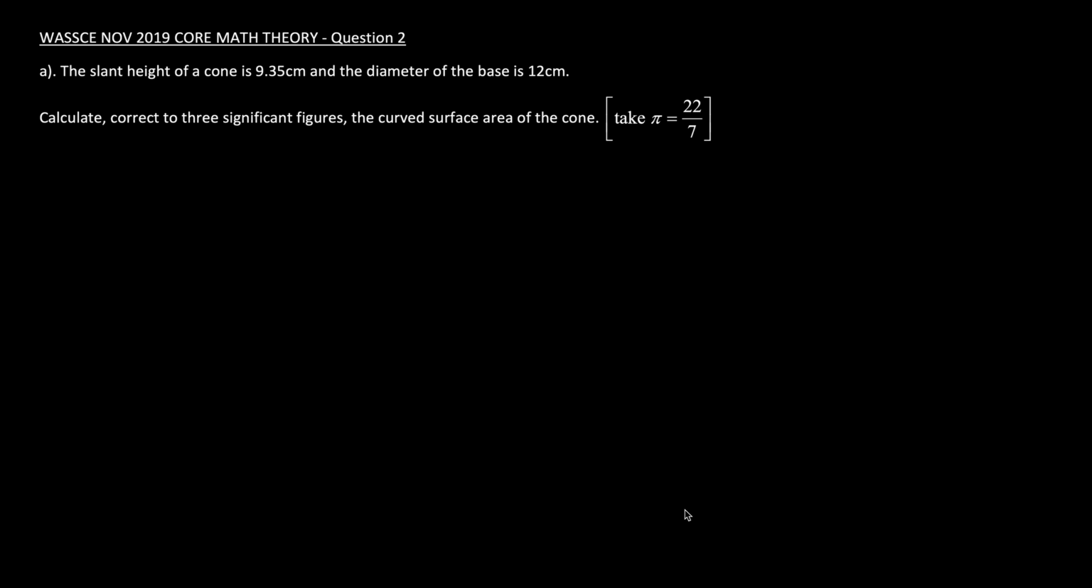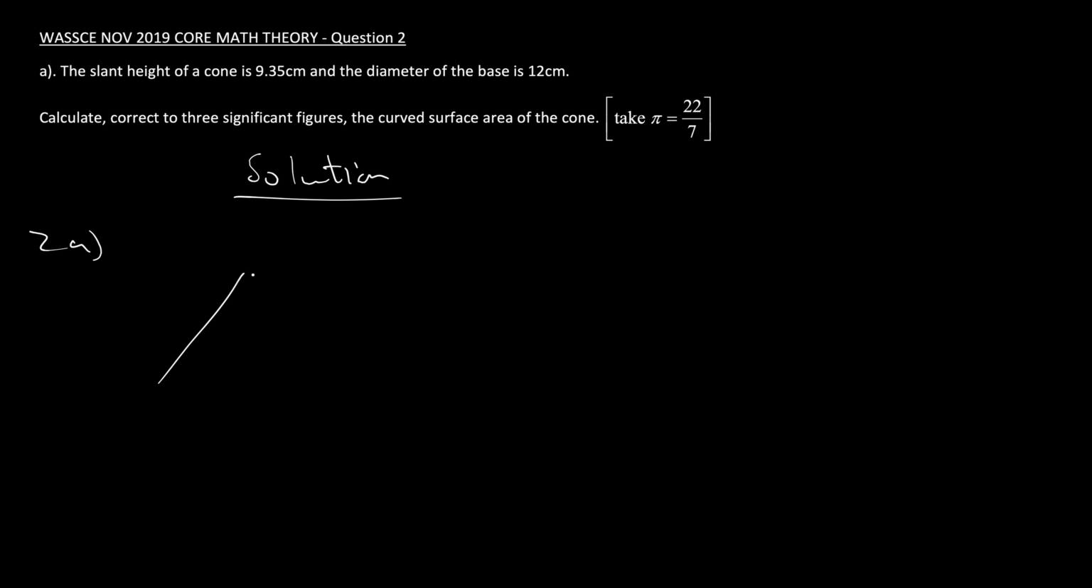So we'll be solving question 2 of the 2019 core mass theory questions. So question 2a: the slant height of a cone is 9.35 centimeters and the diameter of the base is 12 centimeters. Calculate, correct to 3 significant figures, the curved surface area of the cone. Take pi to be 22/7. So let's begin with the solution for our question 2a.